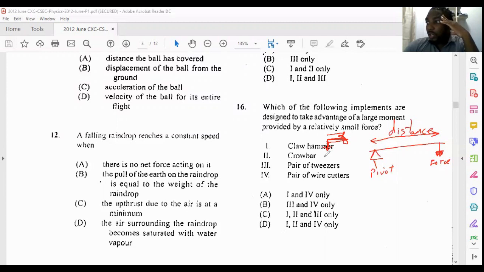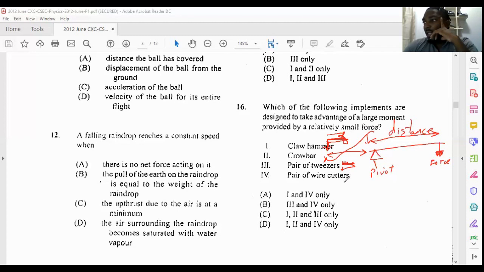We have a crowbar, which follows a similar aspect. If we have a nail here, we can apply a force at this point, a given horizontal distance. A pair of tweezers, we know how tweezers work. Tweezers are small, we can use them to pull out here. It's a shorter distance. If we apply a force here, it's a shorter distance there.